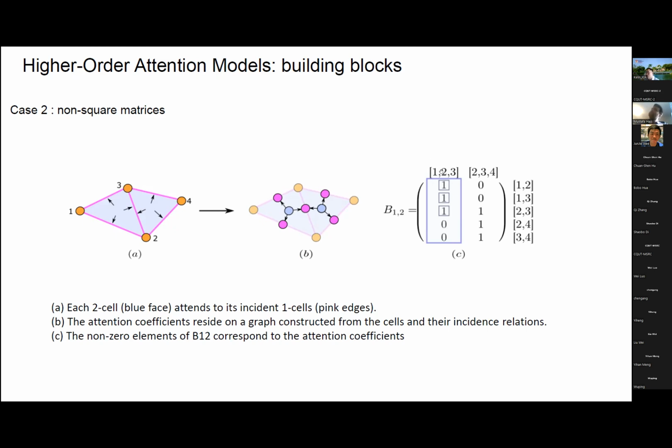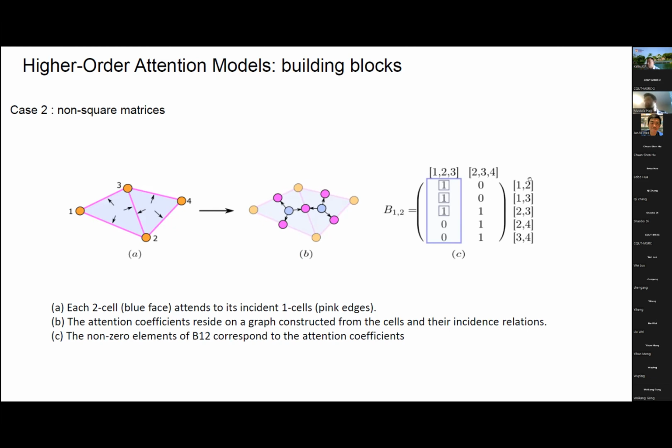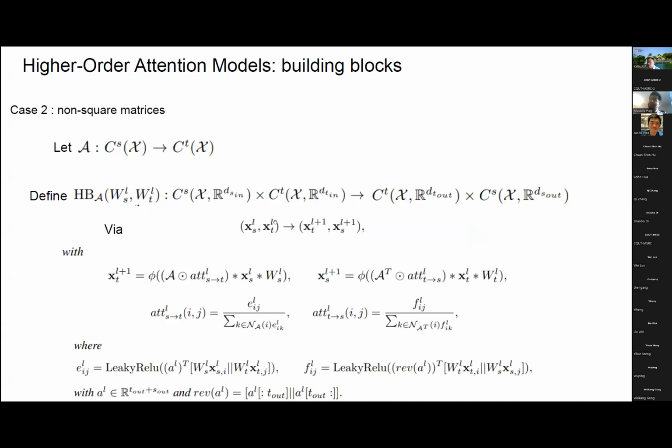So what you learn in this case for non-square matrices is a distribution that describes the attention that those edges have with respect to this space. That's why we have signal S and signal T, and we map this the other way around, to T and S. The reason for this is that sometimes we use A, and sometimes we use A transpose, because we don't want to define only the attention of the faces with respect to the edges, we also want to go the other way around.